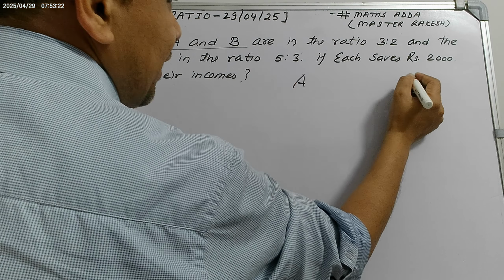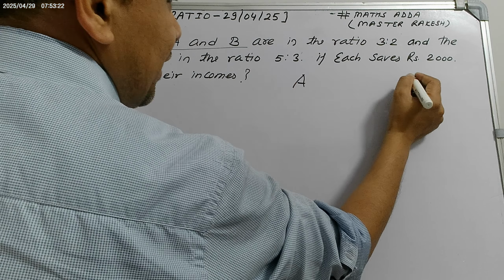A's income is 3x, B's income is 2x, and expenditure are in the ratio 5:3. See, you put one variable here for expenditure. So A's expenditure variable is 5y and B's is 3y. Wherever you are removing any ratios, put a variable. You cannot put x because this is expenditure, this is income.